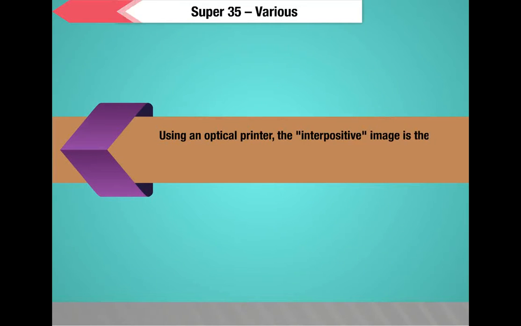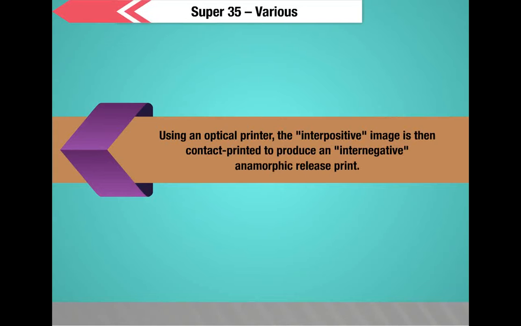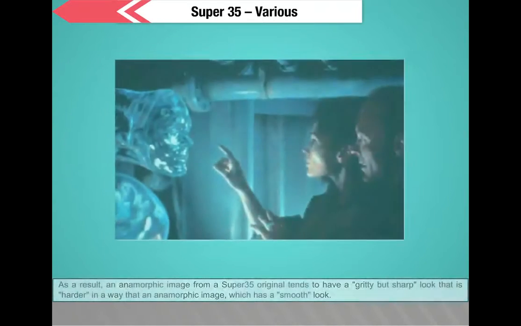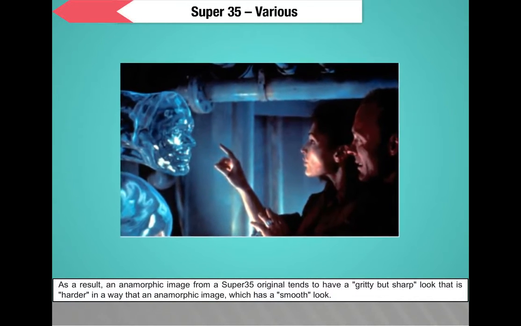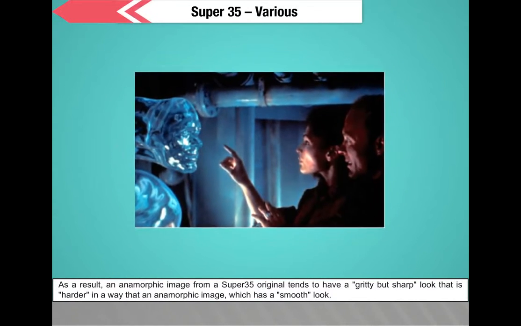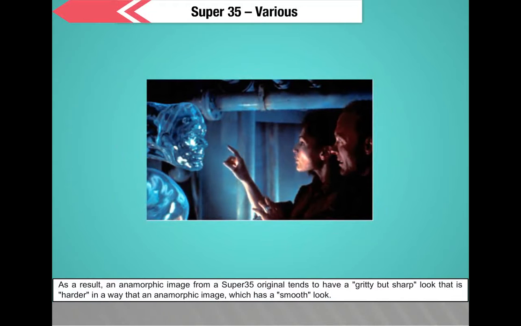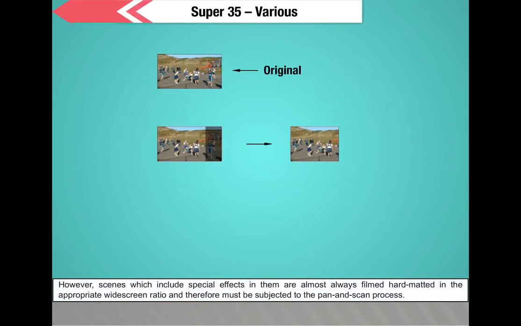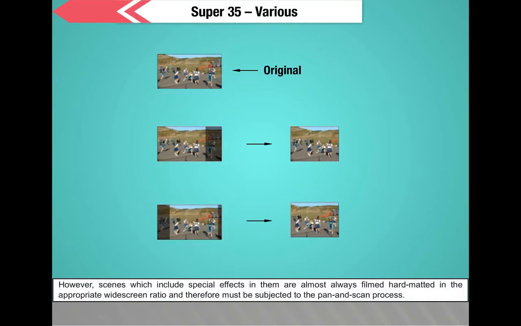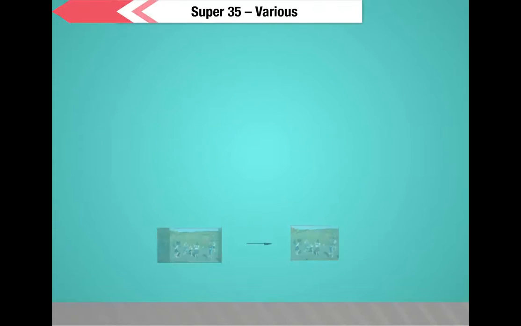Using an optical printer, the interpositive image is then contact printed to produce an internegative anamorphic release print. As a result, an anamorphic image from a Super 35 original tends to have a gritty but sharp look that is harder in a way than an anamorphic image which has a smooth look. However, scenes which include special effects in them are almost always filmed hard-matted in the appropriate widescreen ratio and therefore must be subjected to the pan and scan process.